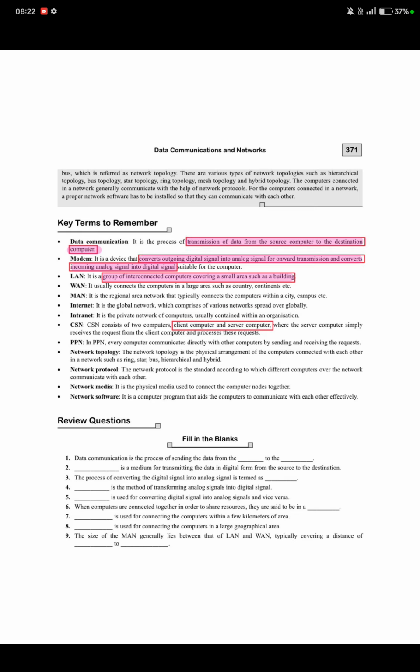Data communication is the transmission of data from a source computer to a destination computer. A modem converts the outgoing digital signal into an analog signal for onward transmission and converts the incoming analog signal into a digital signal. LAN is a group of interconnected computers covering a small area such as a building. CSN, the client server network, consists of two types of computer, client computer and server computer.